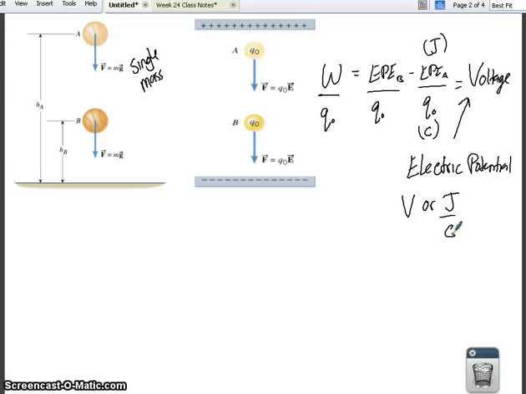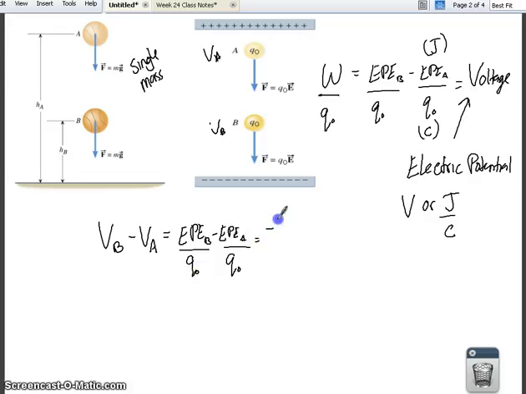So in this field, this has a voltage here, the energy per charge here. This has a voltage here. So our equation has just become VB minus VA is equal to the electric potential energy of B minus the electric potential energy of A divided by Q0, our test charge, which is the same thing as our negative work from A to B divided by Q.